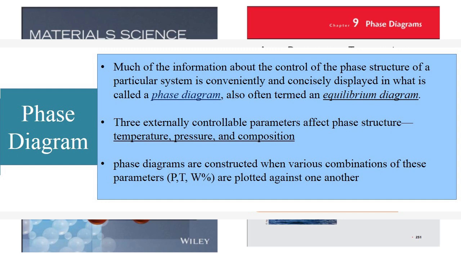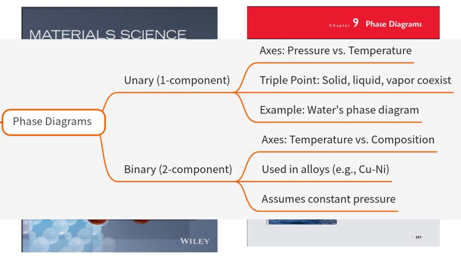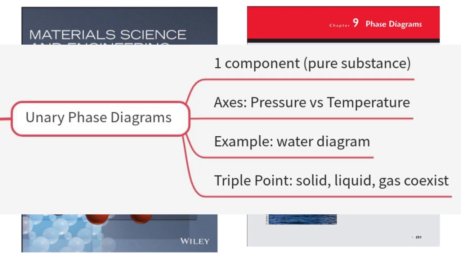Okay, so now we've got our basic map reading skills. What kind of specific phase diagrams are out there? Let's start with the simplest kind. One component or unary phase diagrams. These are for pure substances, so the composition is fixed, it doesn't change. The only things we change are pressure and temperature. And isn't the water phase diagram the classic example here?